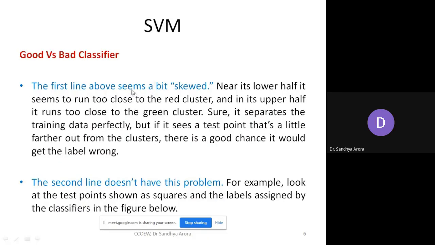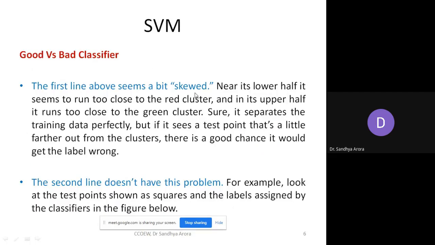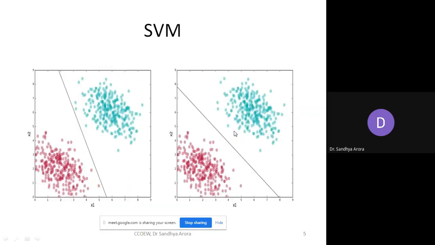So that's what I told you. This is your first line, this is your second line. You can see this first line seems to be a bit skewed. In the lower half it is close to the red cluster, and in the upper half it is close to the green cluster. So it works well for the training data, but it might not work well for the test data because it has very little margin. But the second line doesn't have this problem, because the margin is very high in this case.